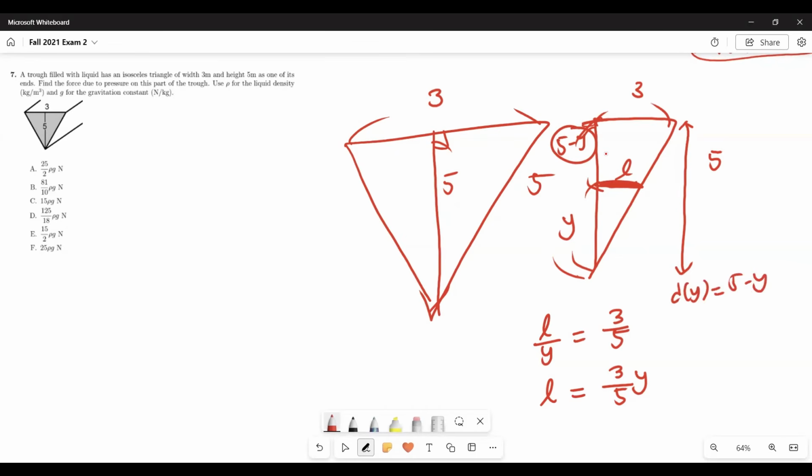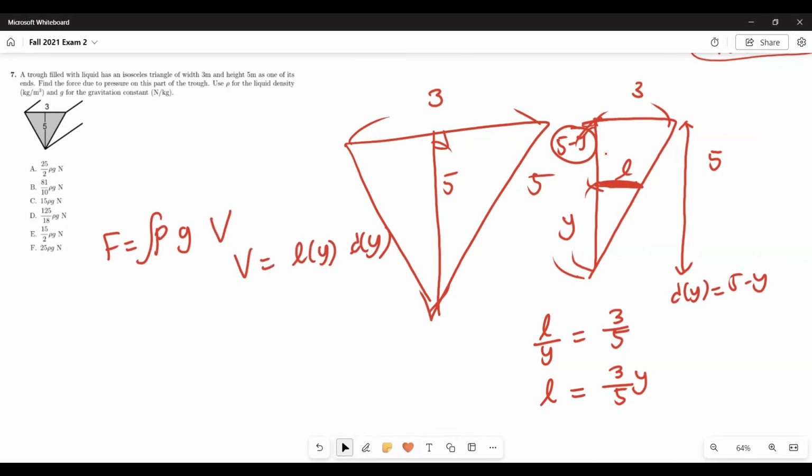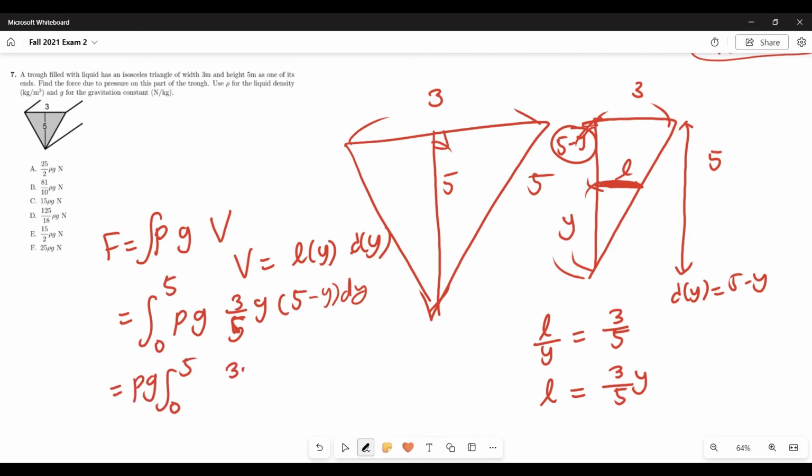So if you want to find the pressure, what you have to do is integrate density, gravity, and volume. And the volume can be written as L times y times dy. Integrating from rho and g, and then L is 3/5 y, and the distance of the water level changing is 5 minus y, dy. And the entire height is from 0 to 5, so it's from 0 to 5. Okay, rho g is just constant, comes out, 0 to 5, 3y minus 3/5 y squared dy, right?